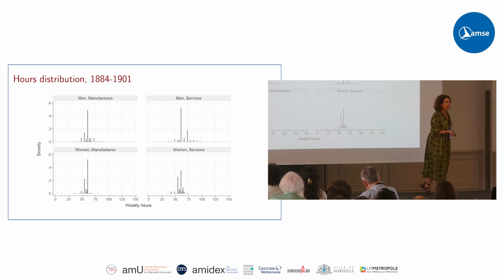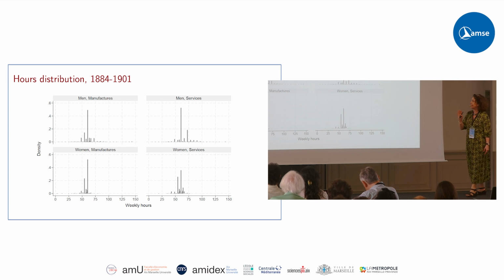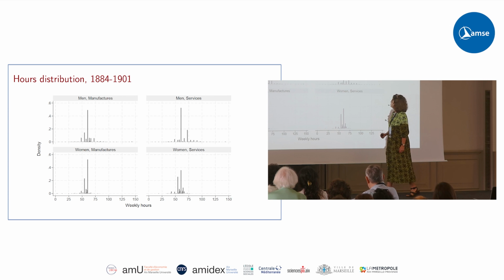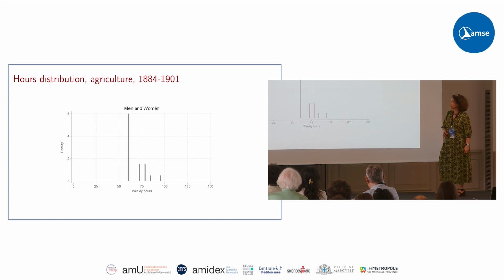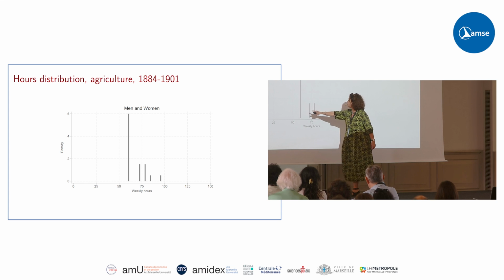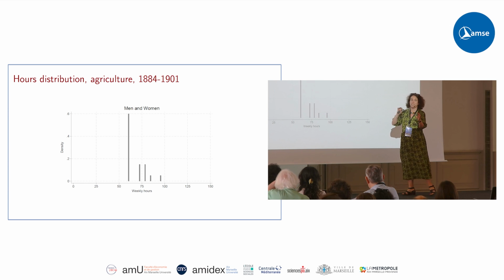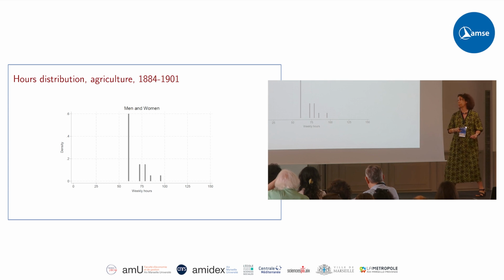So putting things together, actually, before we put things together, I just want to give you an idea of what the data on hours look like in those early studies. So this is the late 19th century, and this is the distribution of individual hours in manufacturing and services for men and women. As you can see, there is a bit of dispersion, but there is a clear mode at 60 hours per week. Everywhere, men, women, manufacturing and services. There is also in agriculture, 60 hours here, although this distribution is very sparse. We have very few observations on agriculture.